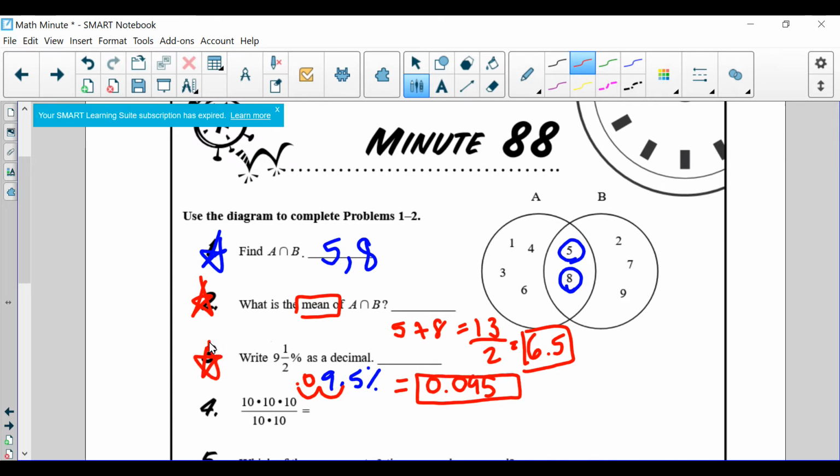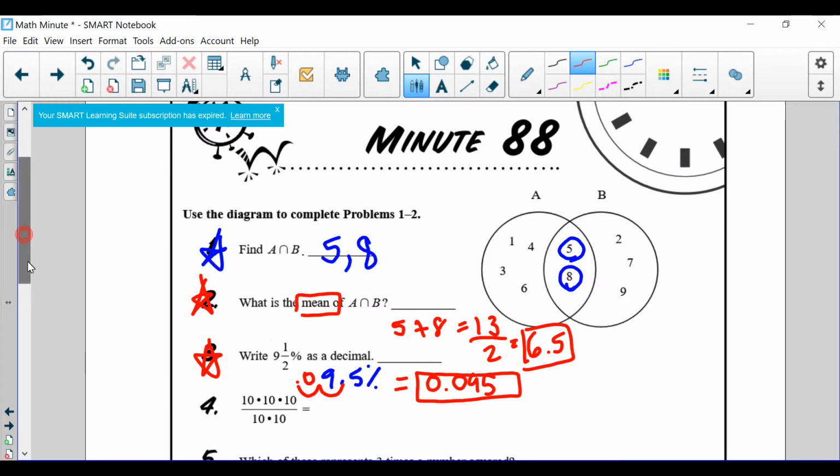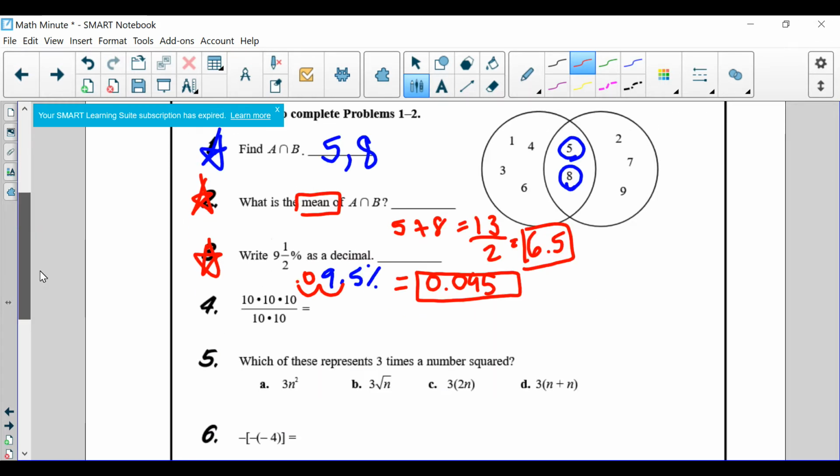All right, continuing on, let's go to number 4 now. We're going to notice that all of these things are going to cancel out. 10 divided by 10, that cancels out to a giant 1. 10 divided by 10, also another giant 1. There's 1 left on here, so our answer is just going to be 10 over 1, also known as 10. Very nice work. So far, so good.